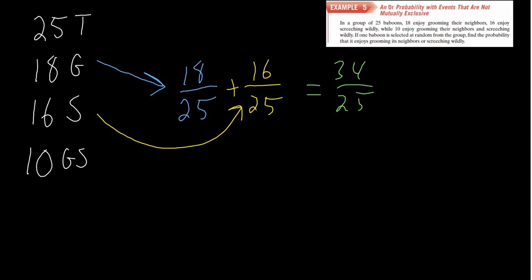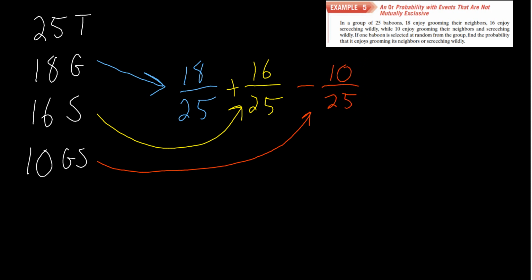So this is why we have to subtract the intersection, which is 10 over 25. This problem turned out nice. We add these up: 18 plus 16 is 34, minus 10 is 24. So 24 over 25. That is the probability that we choose a baboon that enjoys doing one or the other.